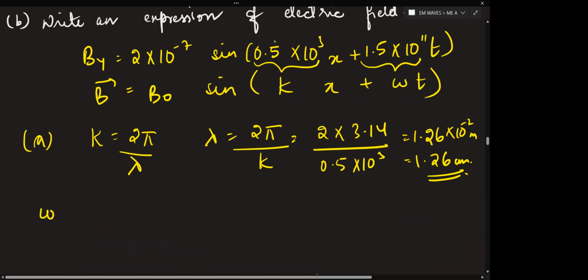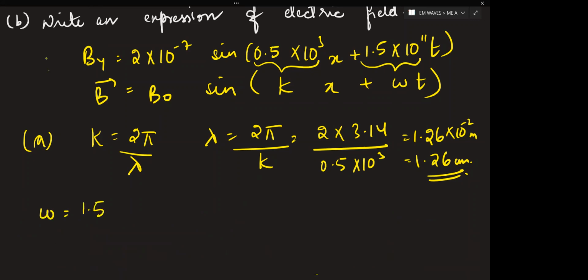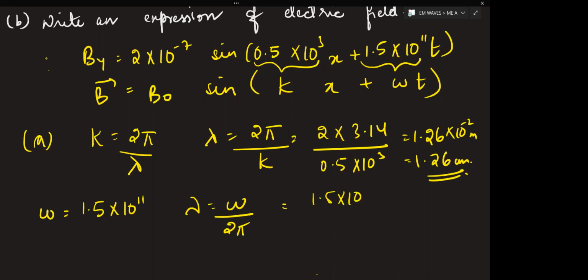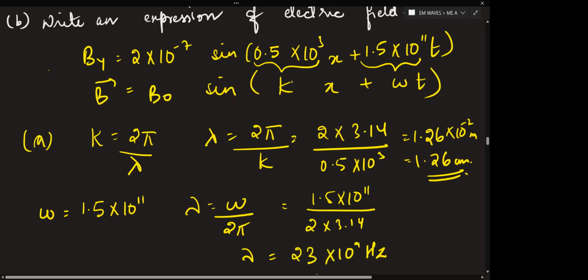For frequency, see, frequency is what? Omega is given. Omega is 1.5 into 10 to the power 11. Omega is 2 pi nu. So nu will be omega divided by 2 pi. Omega is 1.5 into 10 to the power 11 divided by 2 into 3.14. So frequency will be what Khalid is getting, 23 into 10 to the power 9 hertz. Just note this down.